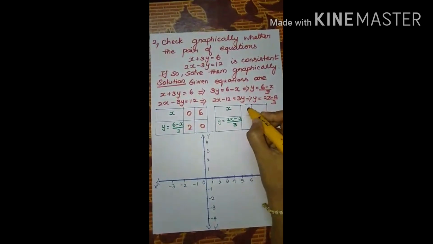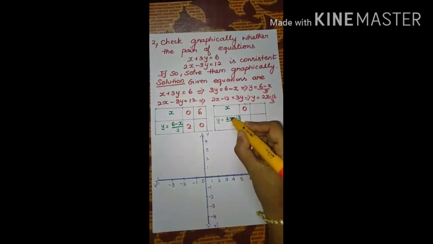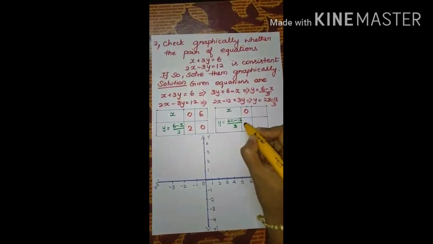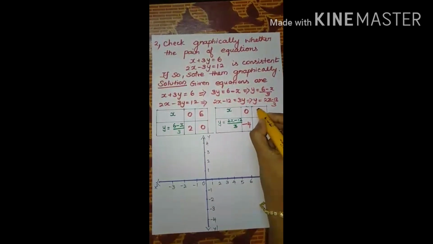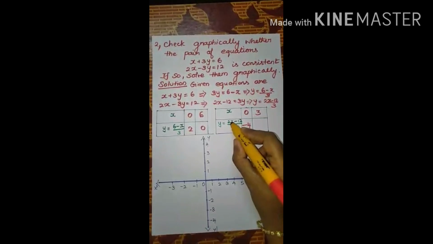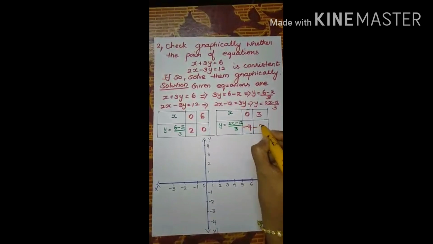Next, for the second equation, we take x value 0. So apply the x value here. 2 into 0, 0. 0 minus 12, minus 12. Minus 12 by 3, the answer is minus 4. Next, we apply 3 as the value for x. So 2 into 3, 6. 6 minus 12, minus 6. Minus 6 by 3, the answer is minus 2.